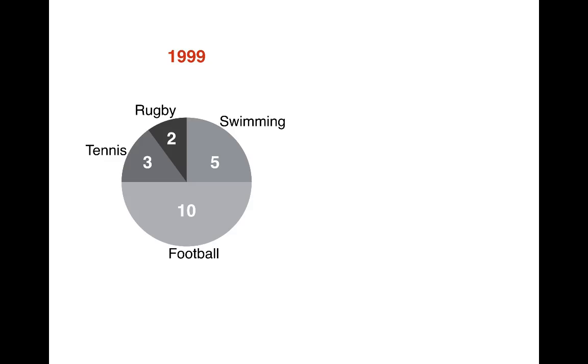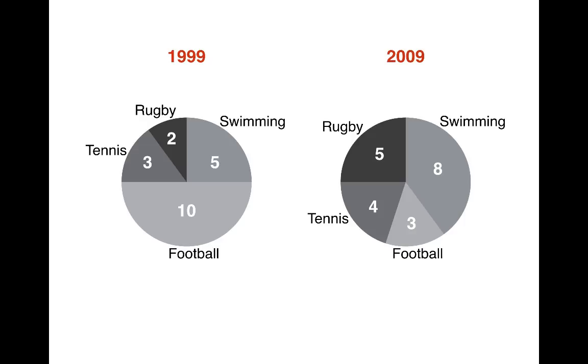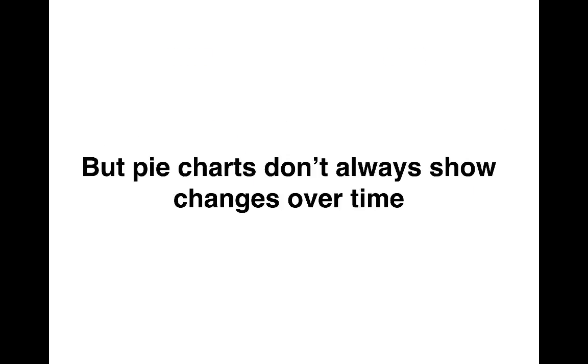Pie charts can show changes over time. For example, years. You might see a pie chart for the year 1999 and another one for the year 2009. The categories are the same, so we can talk about the numbers increasing or decreasing from the first year to the second year. But pie charts don't always show changes over time.